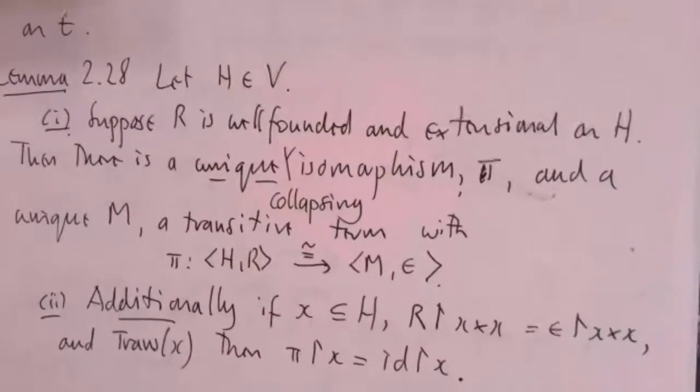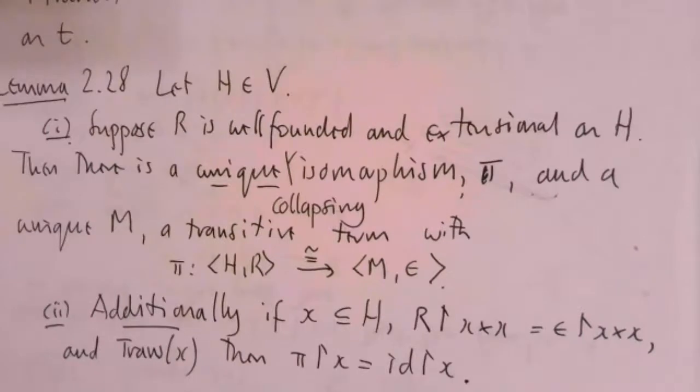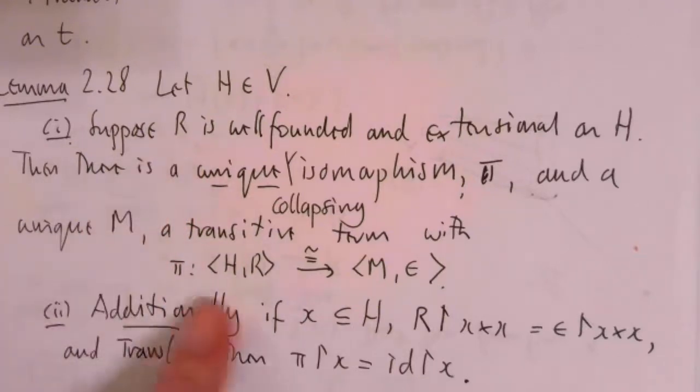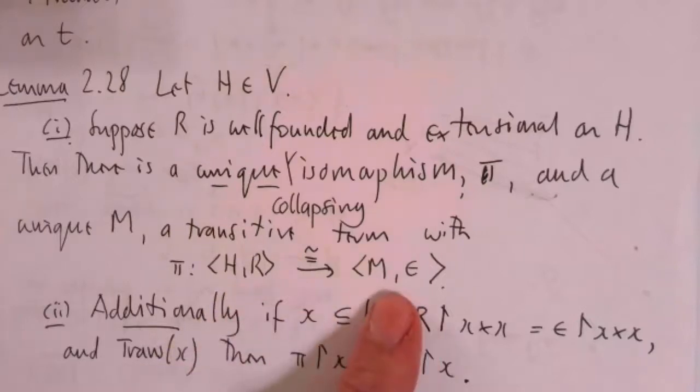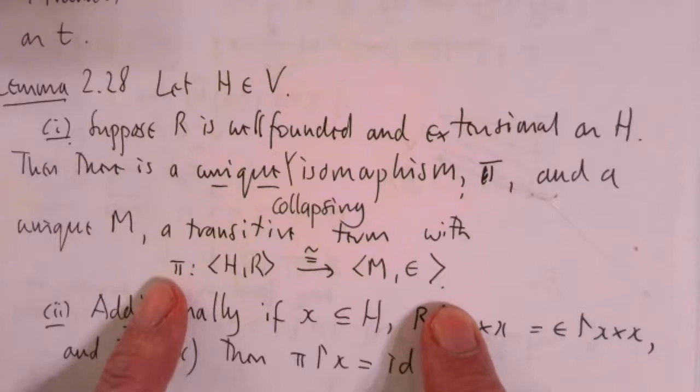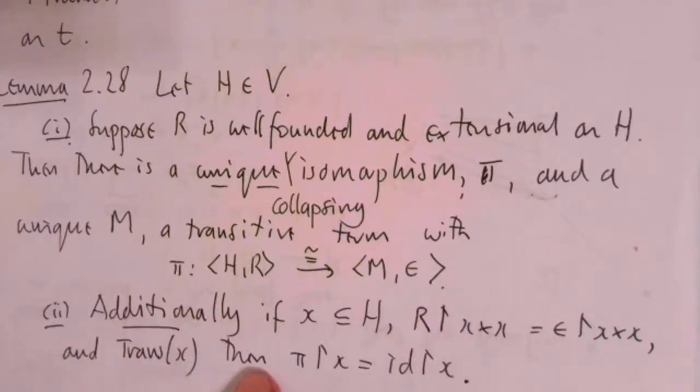So these are the prerequisites for this lemma to work: I have H here, and I've got this relation R. And what we're going to see is that H,R is isomorphic to a transitive collection of sets. And in fact, this M is unique, given the H and R, and the isomorphism is also unique. And as the proof goes, the proof defines or shows us what this pi actually has to be. And the second part of the proof, which we'll come back to, says that if H already has a transitive set, which is a chunk of it, and on which the relation R happens to be epsilon, then in that special case the pi is actually the identity.